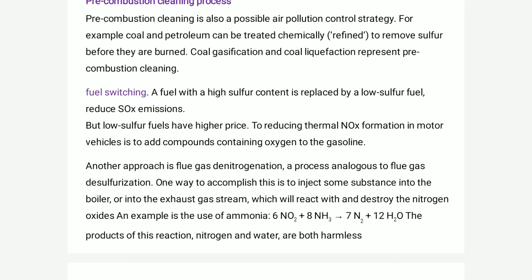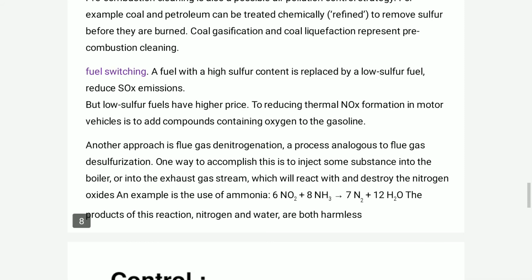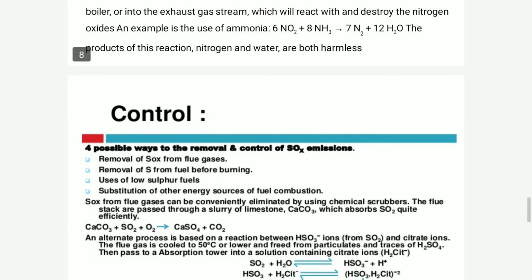Another option is flue gas denitrogenation, a process analogous to flue gas desulfurization. One way to accomplish this is to inject some substances into the boiler or into the exhaust gas stream, which will react with and destroy the nitrogen oxides. An example is the use of ammonia, that is, 6NO2 plus 8NH3 will give rise to 7N2 plus 12H2O. The products of this reaction, nitrogen and water, are both harmless.